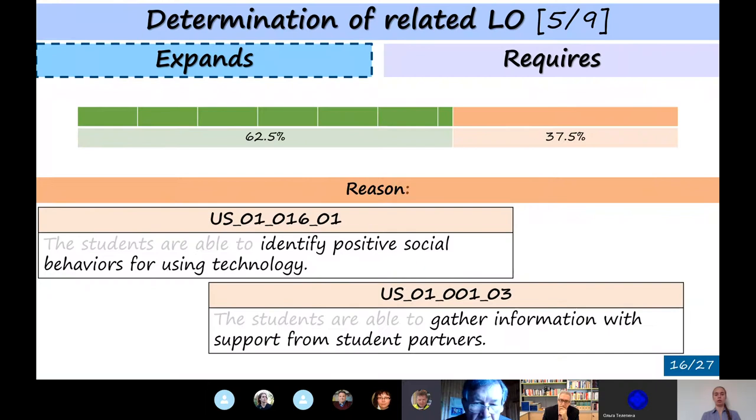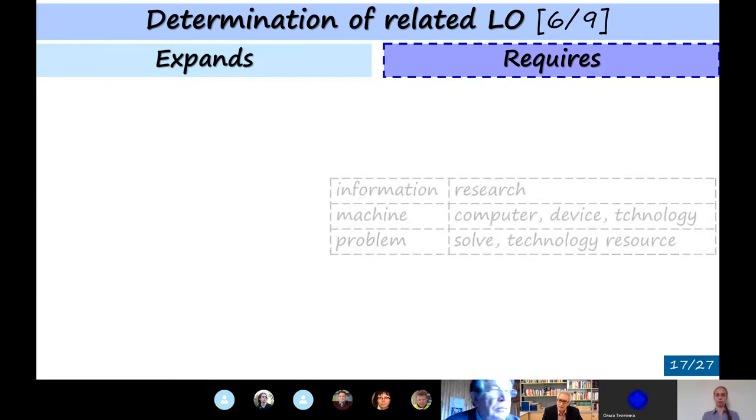The reason can be the absence of common words between two learning outcomes which were thought to be connected, or, as in our case, "the students are able to identify positive social behaviors for using technology" expands "the students are able to gather information with parents", but that is just a human mistake. These learning outcomes are not really connected.